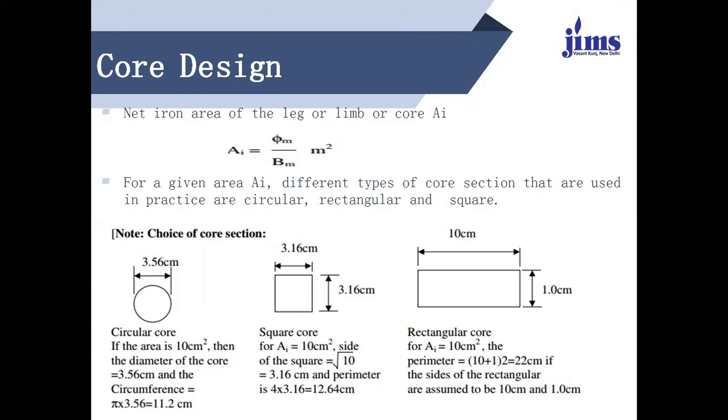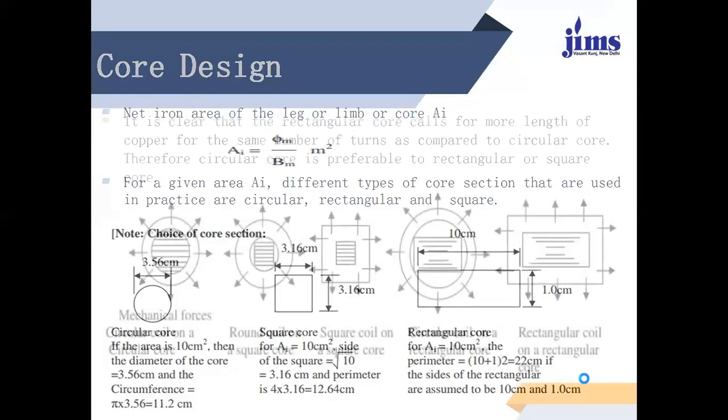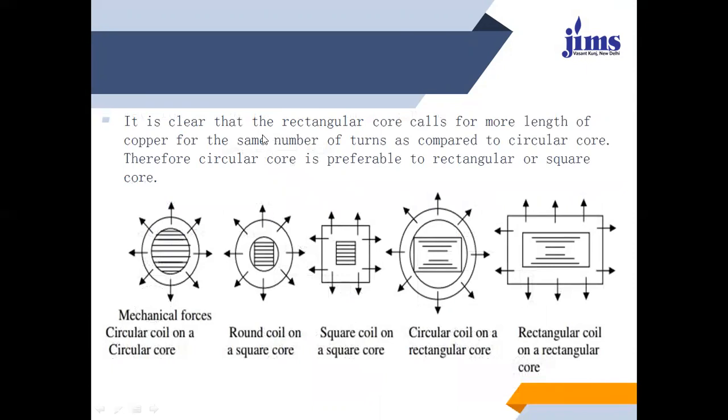So you find that the circumference of the circular core is 11.2 centimeter. In the case of the square, it is 12.64 centimeter. If we take a rectangular core of the same area, then the perimeter will be 22 centimeter. So it is clear that the rectangular core calls for more length of copper for the same number of turns as compared to the circular core. Therefore, a circular core is preferable as compared to the rectangular or square type core.